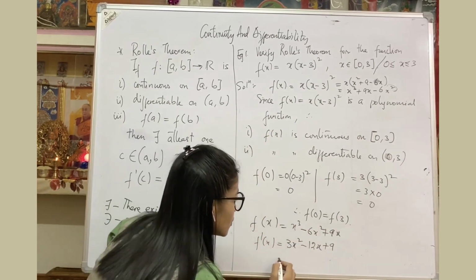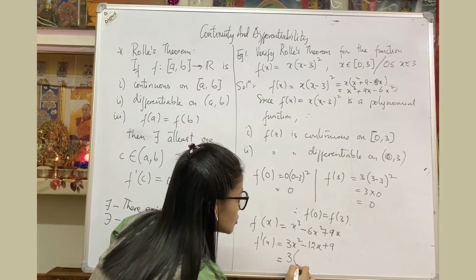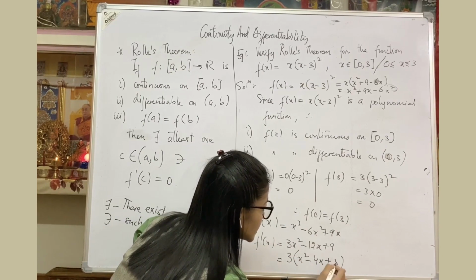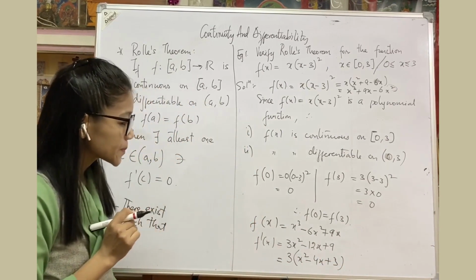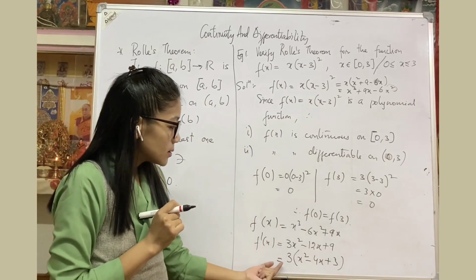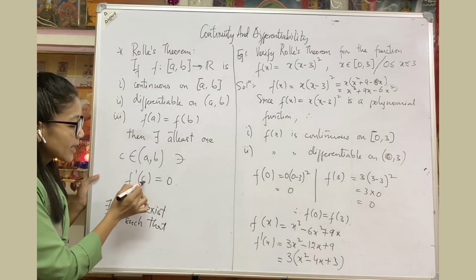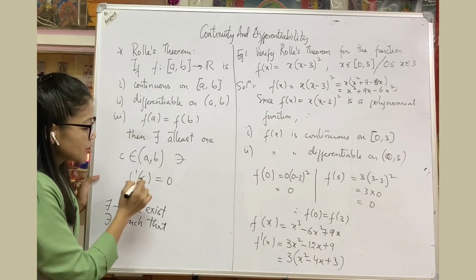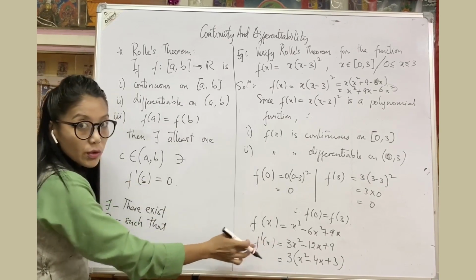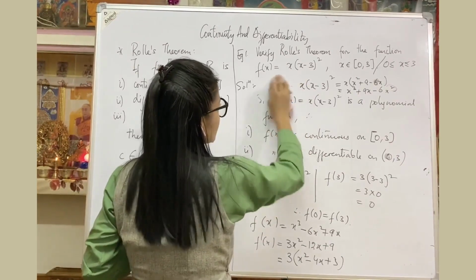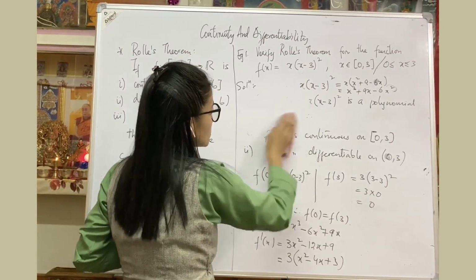From this you can take 3 common, so we have 3 into (x square minus 4x plus 3). Is that clear? Okay, so we get this. Now you have to find such a c at which f dash of c is equal to 0. Now we are going to do that. I will rub it, so I hope you have kept the note.